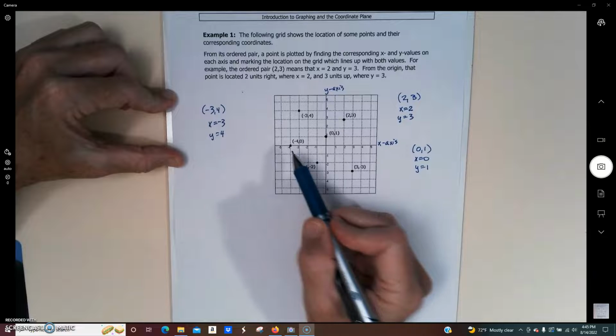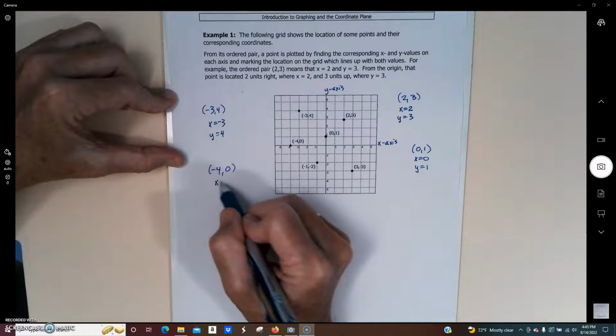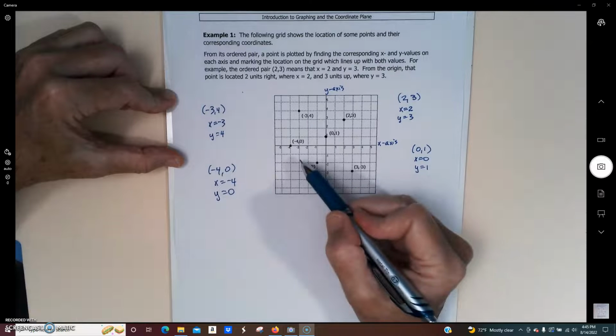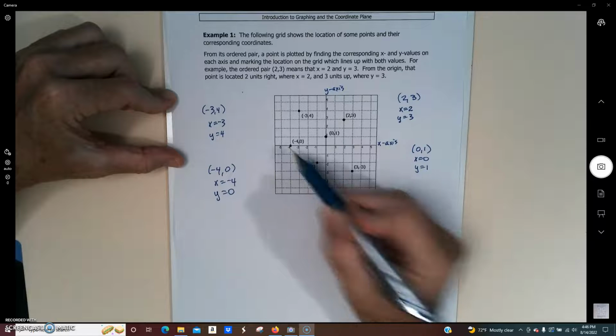Negative 4, 0 is on the x-axis. Negative 4, 0, meaning x is negative 4, but y is 0. You don't go up or down. X is negative 4, but we leave y at 0, right on the axis.